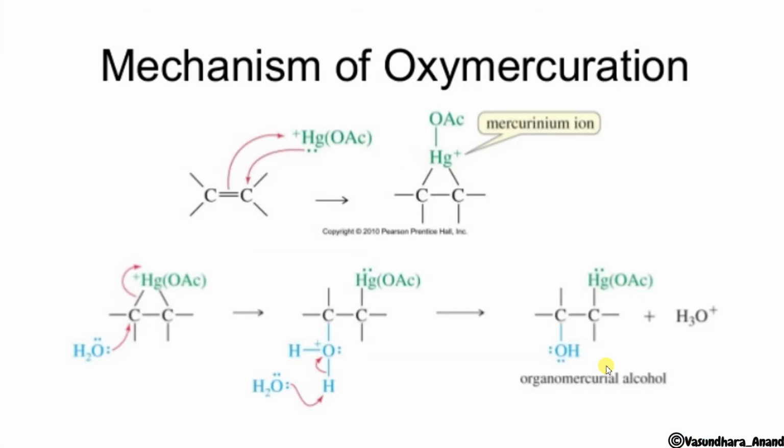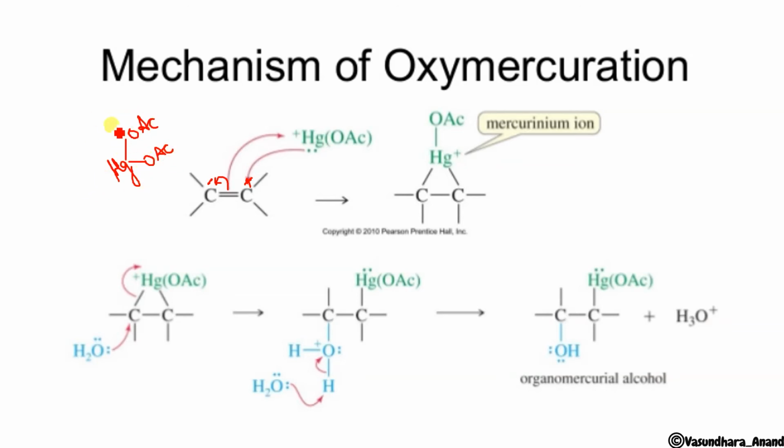Okay, so let's do the mechanism. This is the mechanism of oxymercuration. This is the double bonded carbon atom, and what will happen? The bond will break. Suppose this bond breaks over here, so it will create a minus here and a plus here. Okay, so this is the oxymercurial compound. What happened? Let me draw this structure.